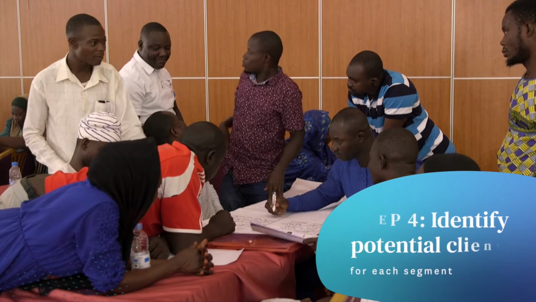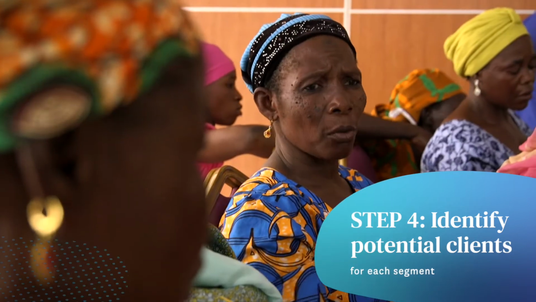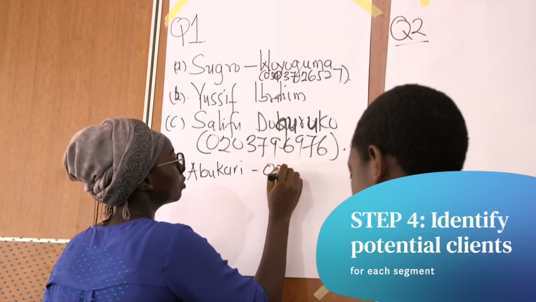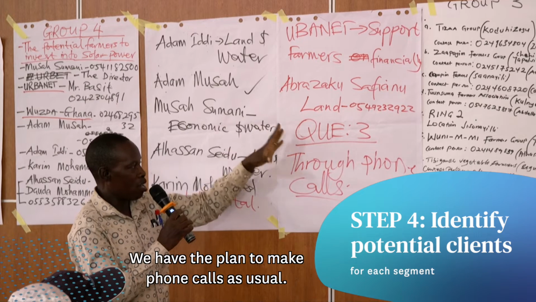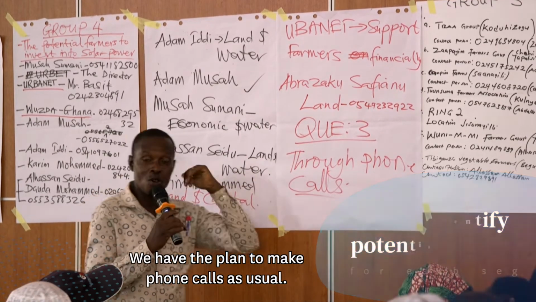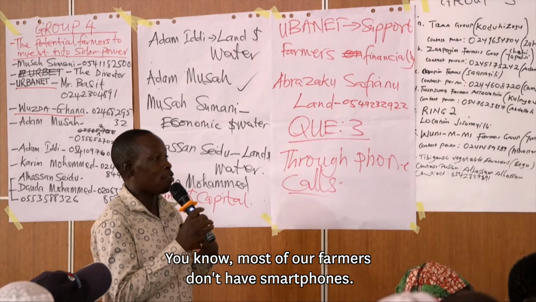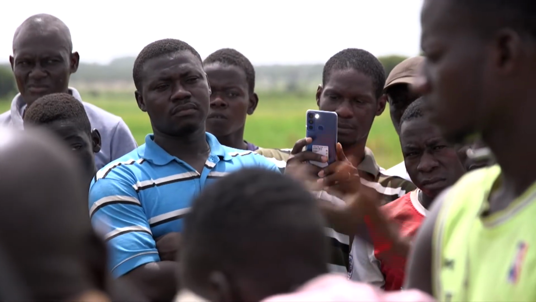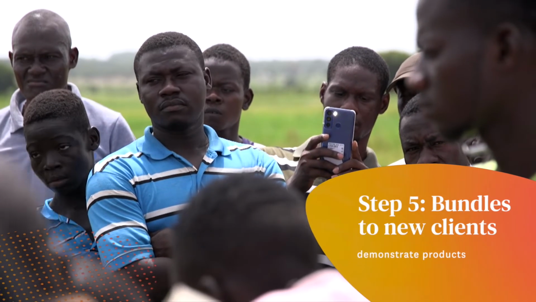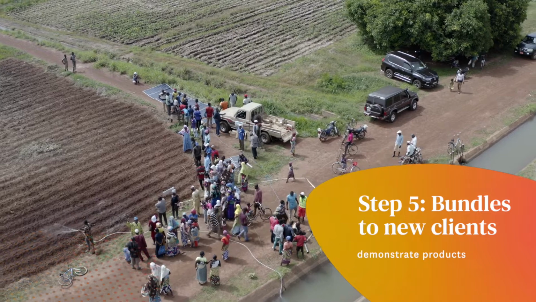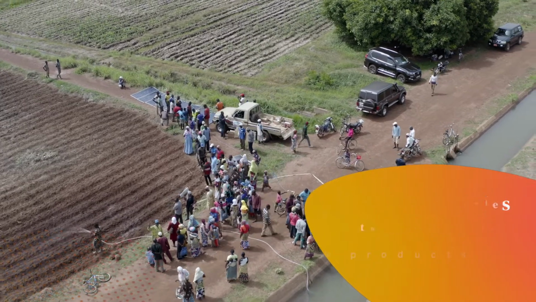Participants are then split into breakout groups to identify potential clients on the ground according to each segment. We have a plan to have a phone call as usual. Most of our farmers don't have smartphones. In step 5, we bring the bundles to the newly identified clients, demonstrate these products, and explain the bundle that may be interesting to them.